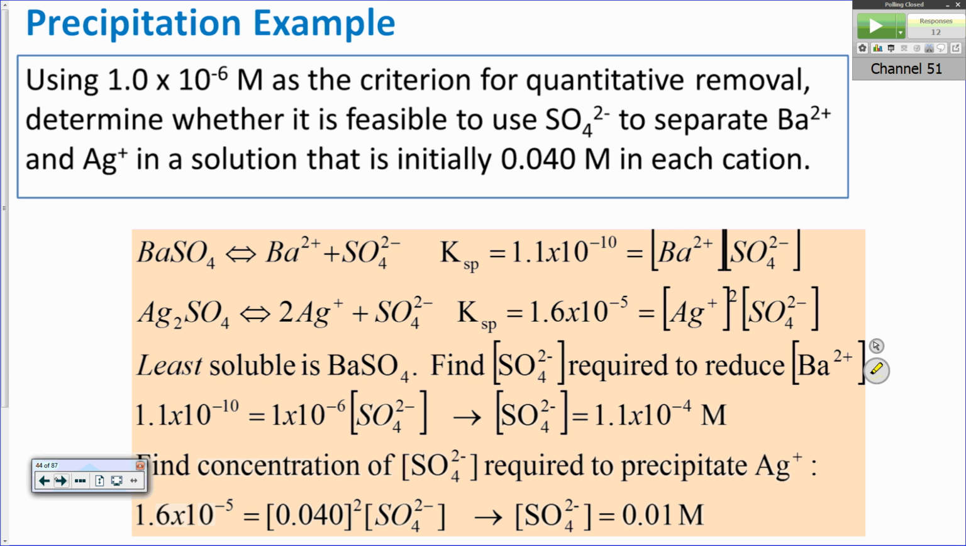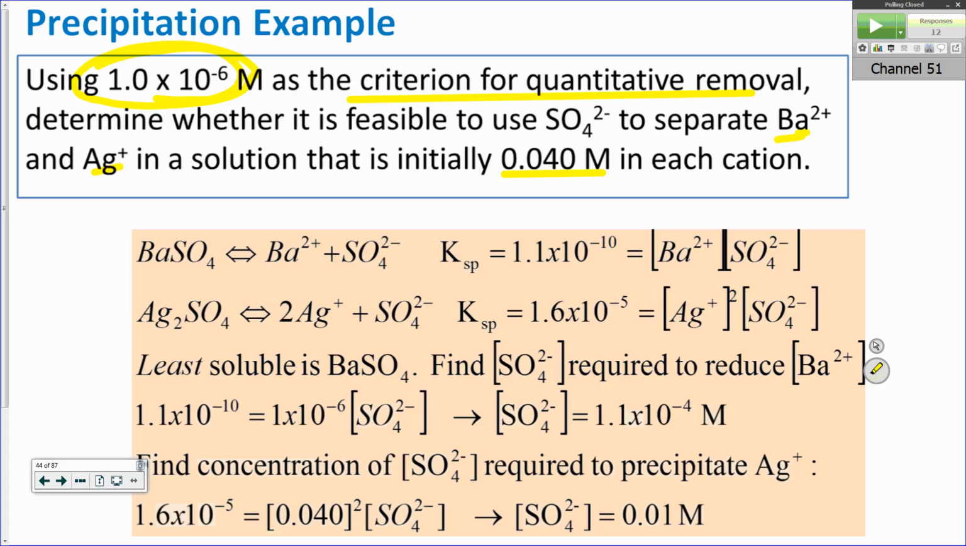I went through this one in the notes. I'm just going to describe the problem, and since I've worked over it, you can go back and watch the video. I'm going to work the ones that I get to write out completely. On this one, I used a criterion of 1 times 10 to the minus 6 for a quantitative removal. So I have a solution that has barium in it and silver in it, both at 40 millimolar. And I want to know if I can use sulfate to take one of them down to 1 times 10 to the minus 6. That's what we're trying to accomplish in this problem.